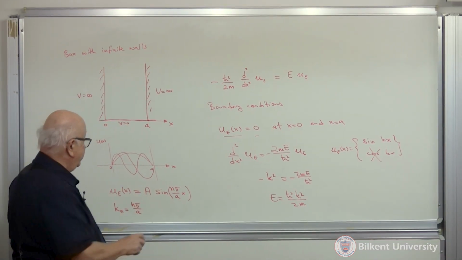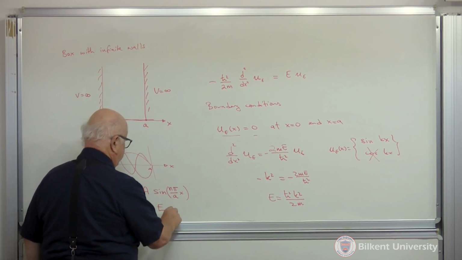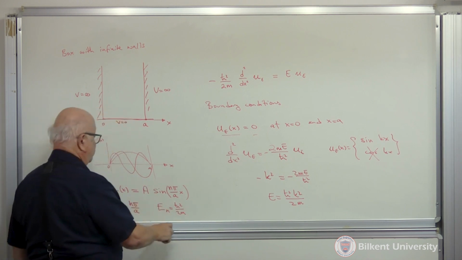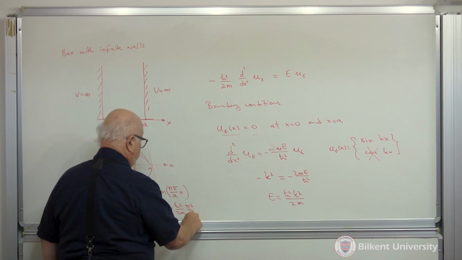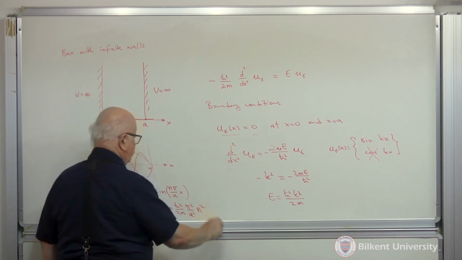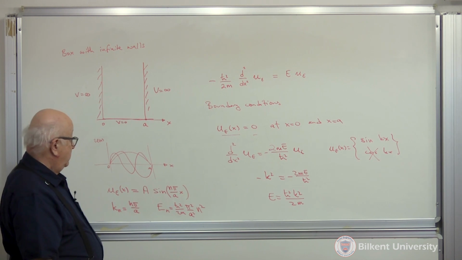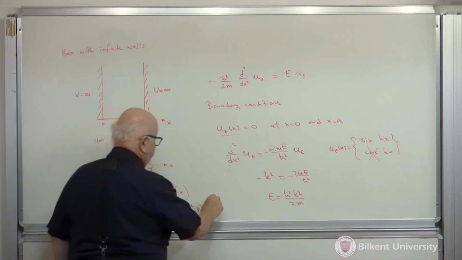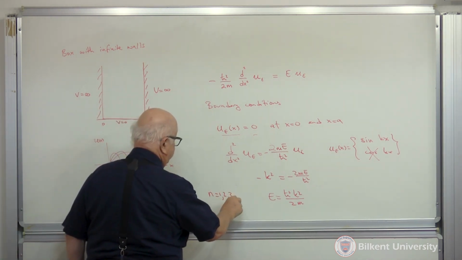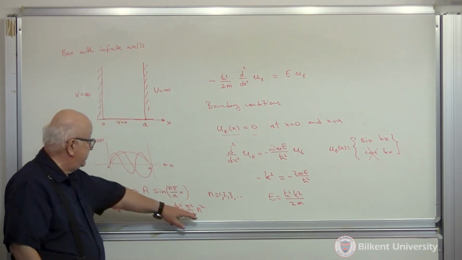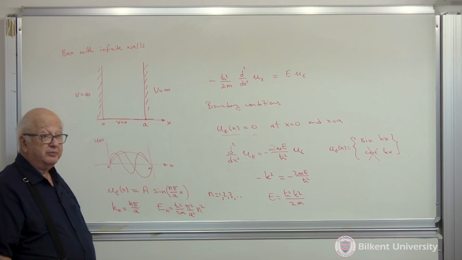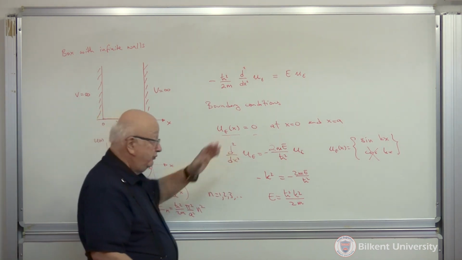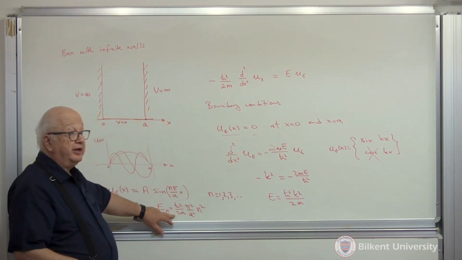And the energy which corresponds to it, so E_n, is going to be h bar squared over 2m times k squared. So it's going to be h bar squared pi squared over 2m a squared times n squared. Okay. So you see now my energy is quantized. I can have n equal to 1, 2, 3, etc. I cannot have n equal to 0. If I put n equal to 0, my whole wave function becomes 0. Okay? So n can be 1, 2, 3, 4, 5, etc., corresponding to these energies.